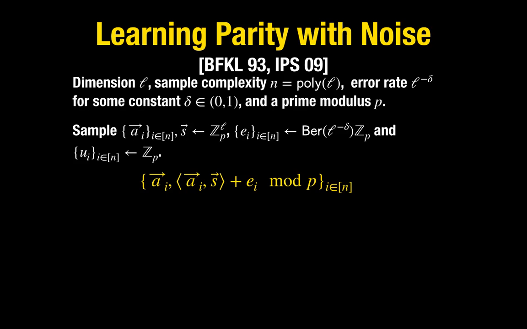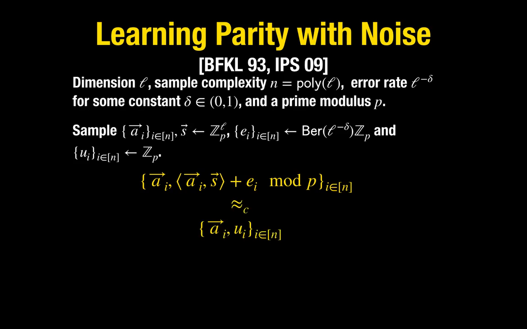Then I'm going to generate noisy linear equations with coefficients a_i. So I'm going to sample a secret s at random from Z_p to the L, take this inner product, then add it with the noise. And this noise is going to be a sparse noise. With a large probability, it's going to be 0, but with probability L to the minus delta, where this delta is a constant between 0 and 1, I'm going to choose it to be random from Z_p. Then I'm going to add such a noise and do mod p and give out these n noisy linear equations to the adversary. So that's the first distribution.